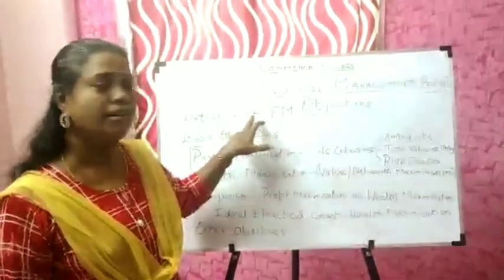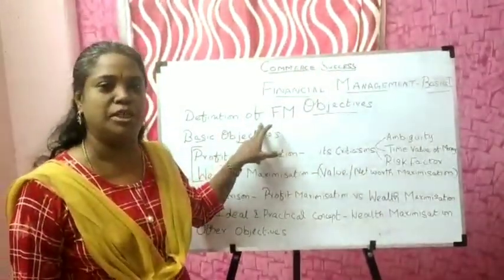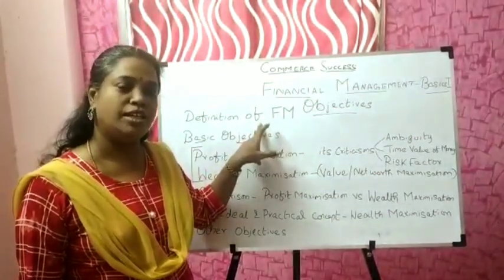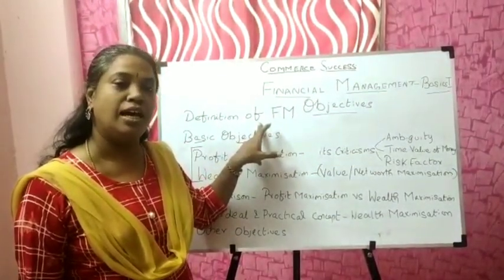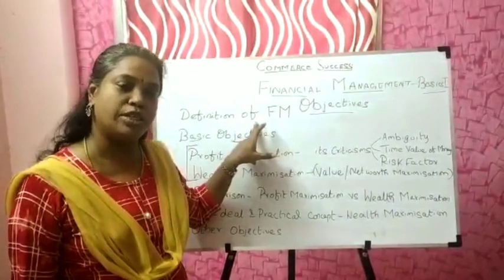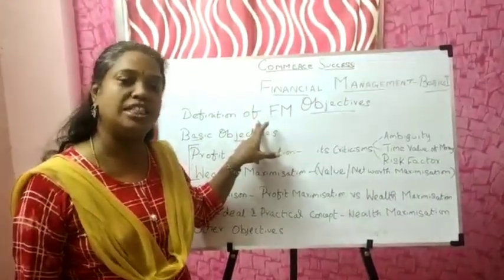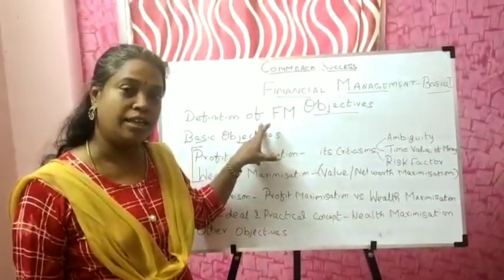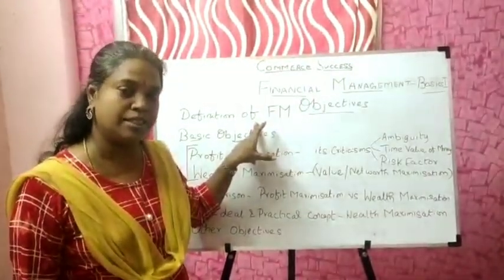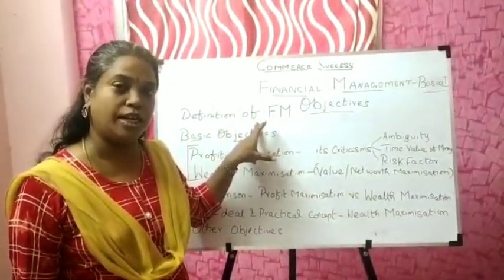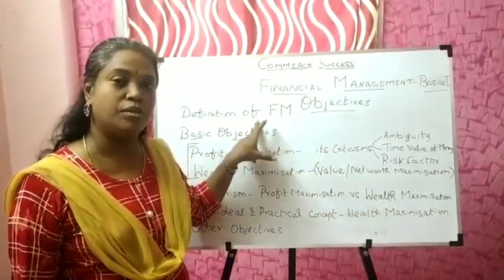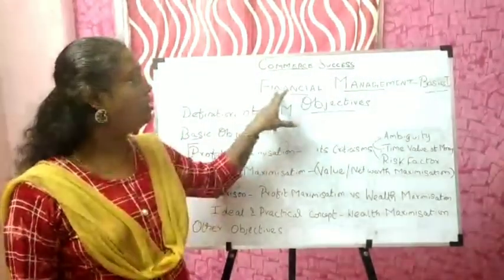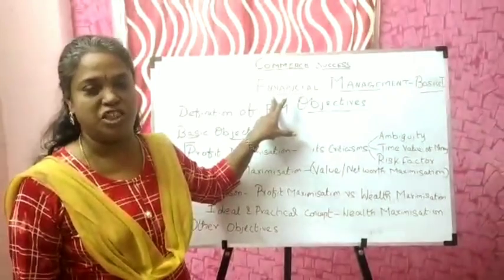Now let us see the definition of financial management. S.C. Kuchal defines financial management as the procurement of funds and its effective utilization in the business. So, sourcing the funds and then effectively utilizing it in the business, getting some profits and increasing the wealth of the business is the main scope of financial management.